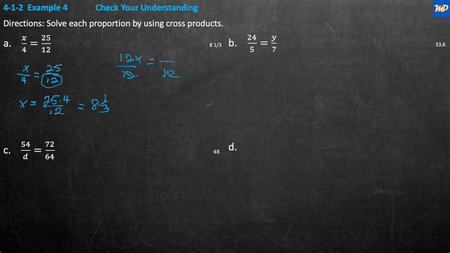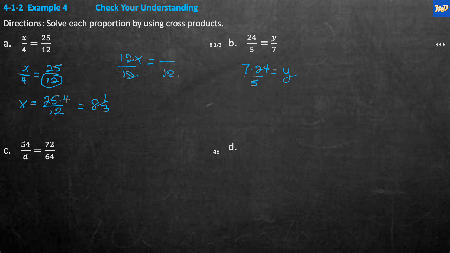Okay, so let's do it here. So we're going to do the same thing. There's no reason to move the 5 or multiply the 5. It's going to stay right where we want it. We're just going to multiply the 7 times both sides. So we're going to get 7 times 24 divided by 5, and that's going to be equal to y.